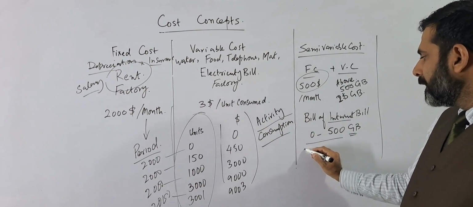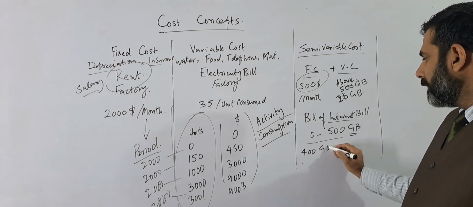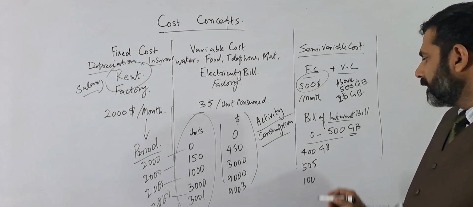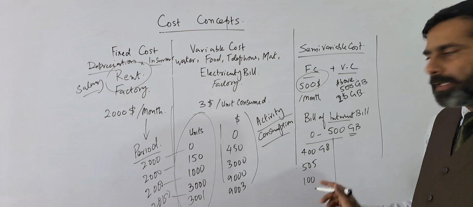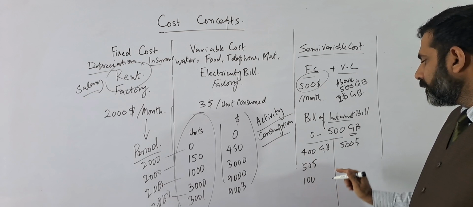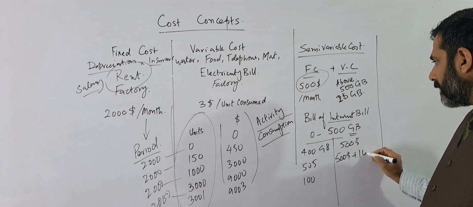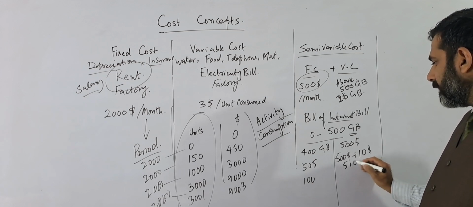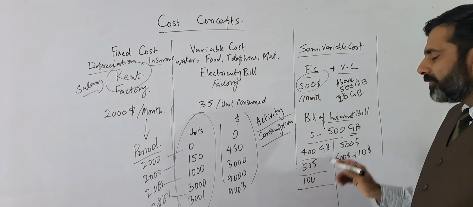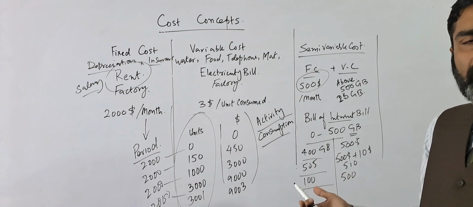Let's say, for example, in one month they have used 400 gigabytes, next month 505, then 100. So in this month, how much do they have to pay? Only $500. In this month, they have to pay $500 plus $10, so it will be $510. And again here it will be $500 because it is less than 500 gigabytes. So it is the combination of the fixed cost and the variable cost.